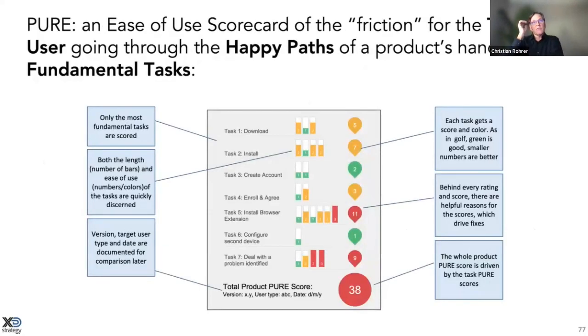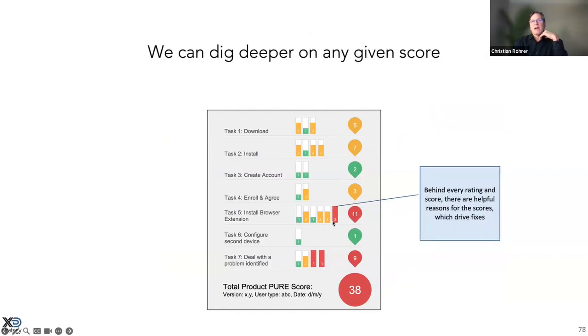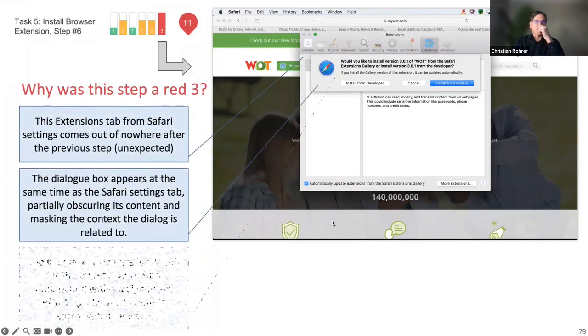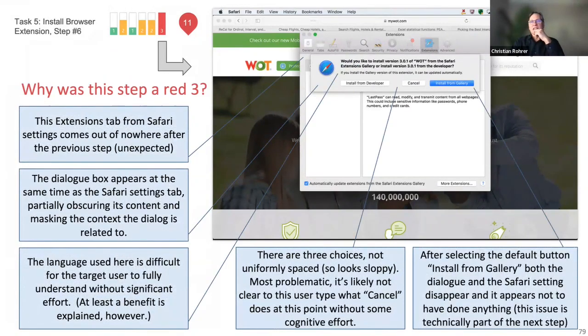And what's great about the PURE scorecard is that we have all these qualities. But what I love, and the thing I'll point out here, is that any given one of these bars refers to a step in a task. And any one of these, I can click on and get a full detailed report of why it got the score that it got. Like at this red, I want to know what's behind this red 3. I can jump to that part of the report and find out that, oh, here's a screenshot from it, and here's all the reasons why it is likely for that user type to fail or bail on this particular step of the task.